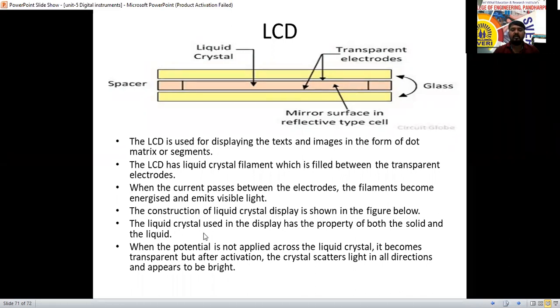The liquid crystal used in the display has the property of both solid and liquid. See, is this electrode solid or liquid? Is the electrode solid or liquid? I am asking you people only. Is the glass solid or liquid?